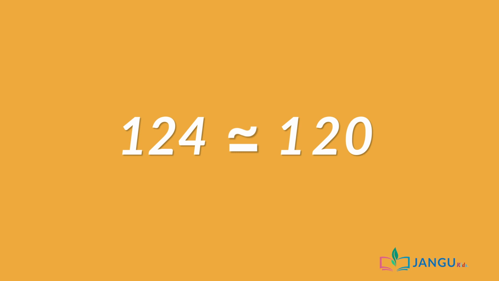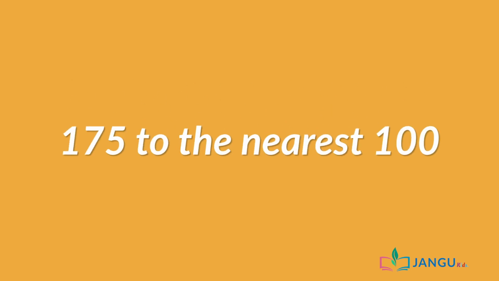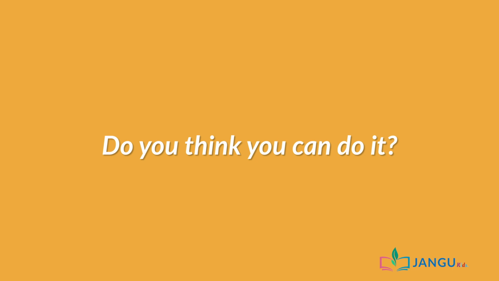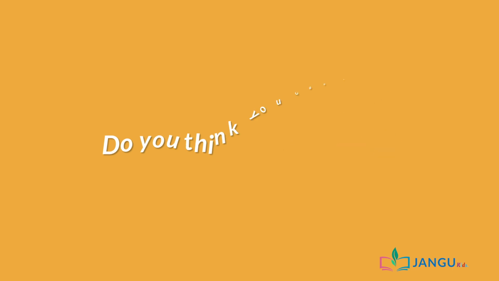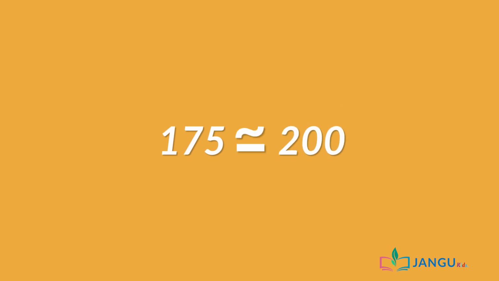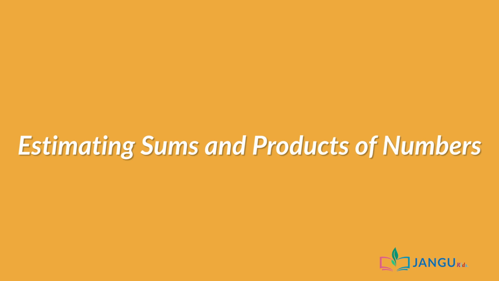The next question is to round off 175 to the nearest 100. Do you think you can do it? Good job! 175 to the nearest 100 is 200. Why? Because 7 is greater than 5. Therefore, we add 1 to the value in the hundreds column. With the knowledge of rounding numbers, we can easily solve problems on estimating sums and products of numbers.